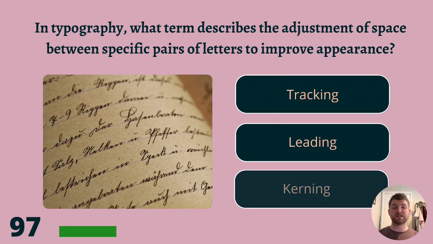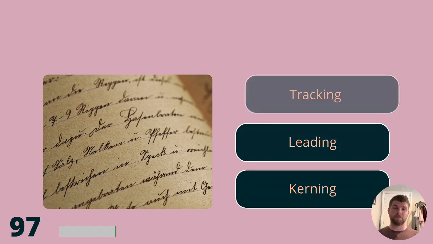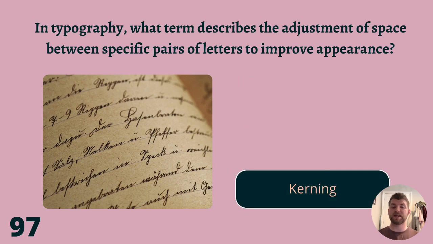97. In typography, what term describes the adjustment of space between specific pairs of letters to improve appearance? Tracking, leading, or kerning? The answer is kerning.